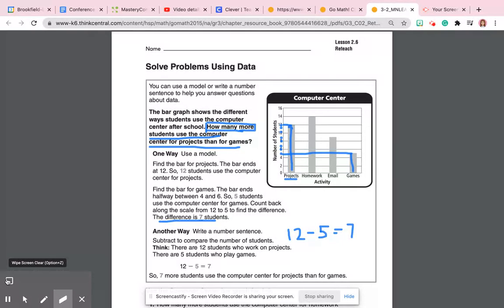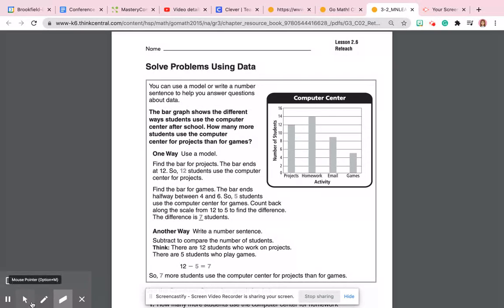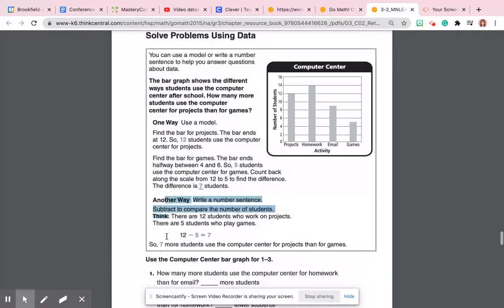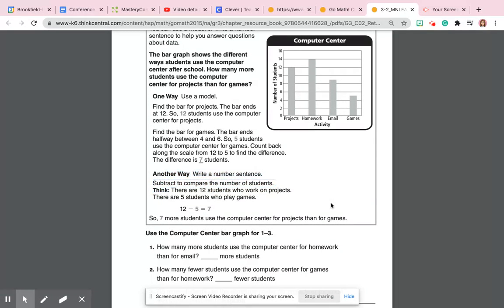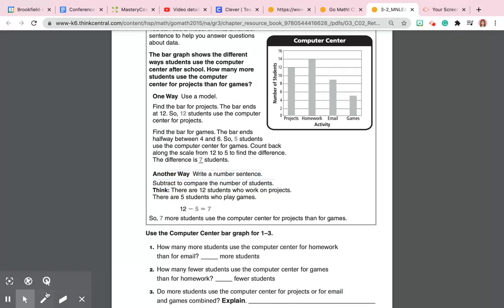Now it's time to answer the questions. So let's scroll down here and see what we got. Hold on a minute. Alrighty. Now, we are going to answer these questions.